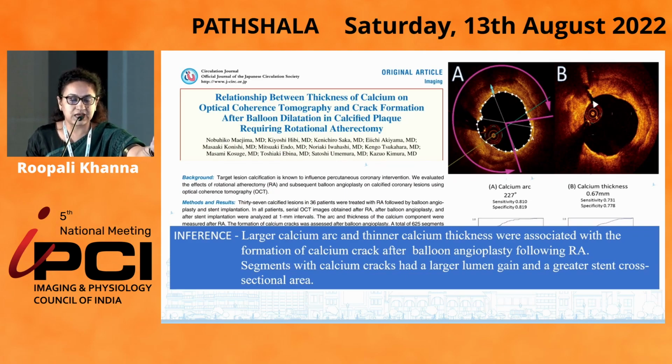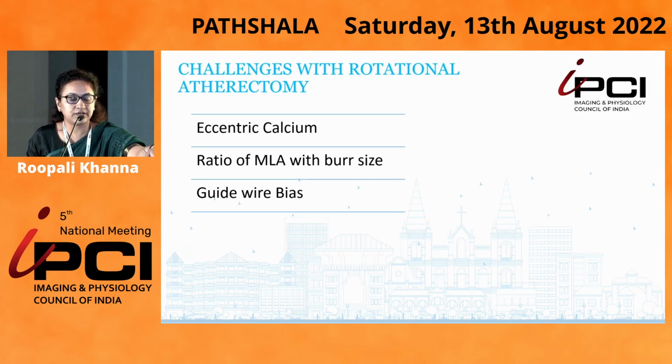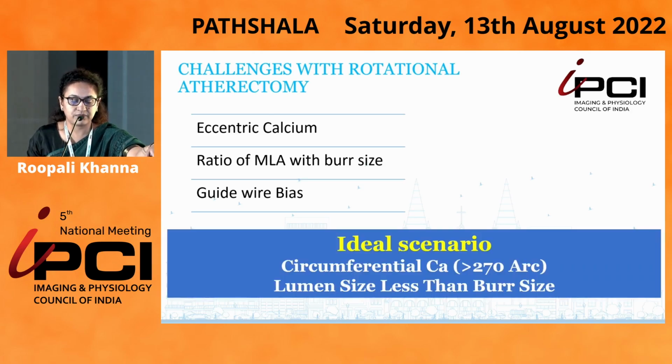But there are certain challenges whenever we go for rotational atherectomy in these cases. First, the presence of eccentric calcium is not very suitable. The ratio of the minimal lumen area to the burr size, differential cutting, and guide wire bias may be a challenge in patients undergoing rotational atherectomy. So ideally, these patients should undergo it when the calcium arc is more than 270 or the lumen size is less than the burr size.